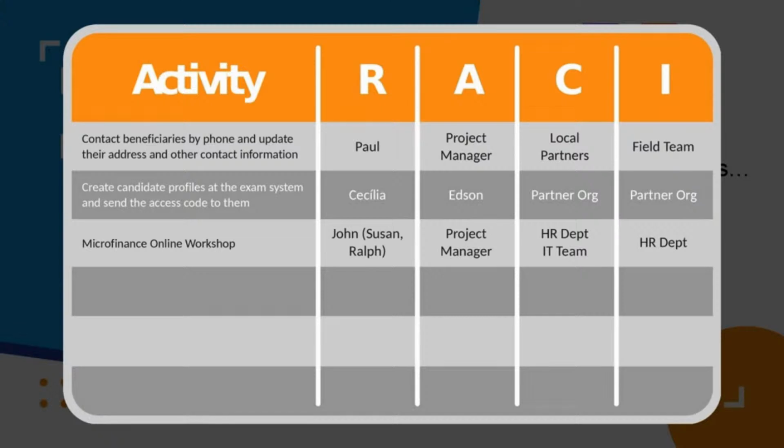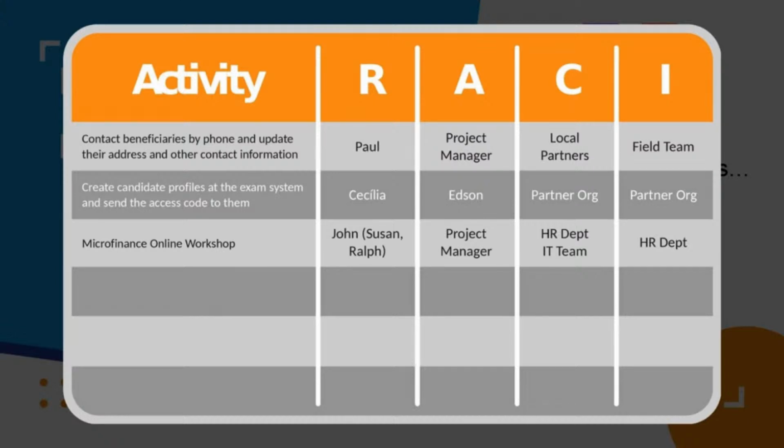Let's see the next activity, the microfinance online workshop. So see, this is not just a specific task, it's something that might have subtasks. And in that case, the responsible person is John, supported by Susan and Ralph. Remember, we said that the responsible person should be one, but he or she could delegate. But in this case, you can see clearly that John is ultimately the person who is responsible for that task. He might delegate activities to Susan to prepare the rooms, prepare the online system, the access, the camera, or to Ralph to support in creating the slides that are going to be used. But John is going to be the person who is actually running the microfinance online workshop.